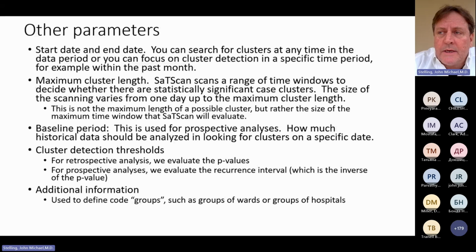And then additional information used to define code groups, such as in my hospital, we have the 4th floor. We have 4A, 4B, 4C, 4D. And SaTScan can look at those 4 units individually. SaTScan is also smart enough to look at the 4th floor as its own location grouping. Or in a hospital network, we can say that each hospital we can analyze separately. We can also analyze groups of hospitals at the same time. So that's what we mean here by additional information on grouping.